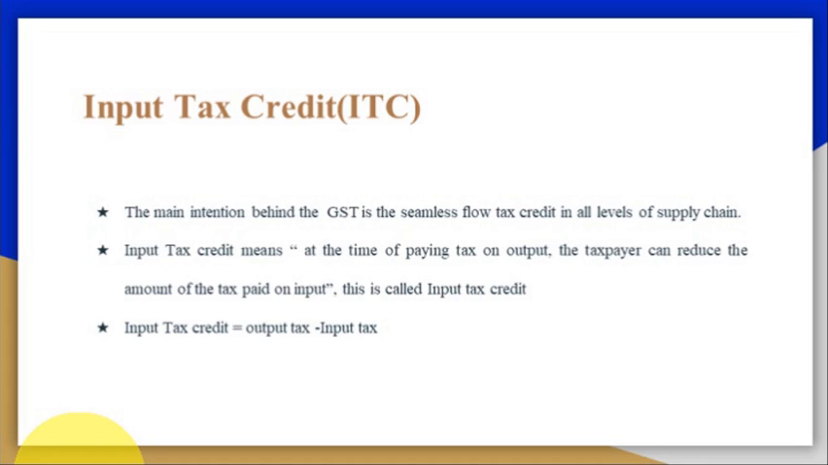Here, the input tax credit mechanism means that at the time of paying tax on output, the taxpayer can reduce the amount of tax paid on input. This is called input tax credit. It means the difference between output tax and input tax.